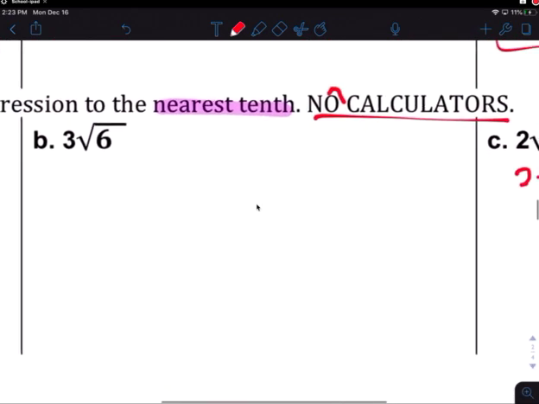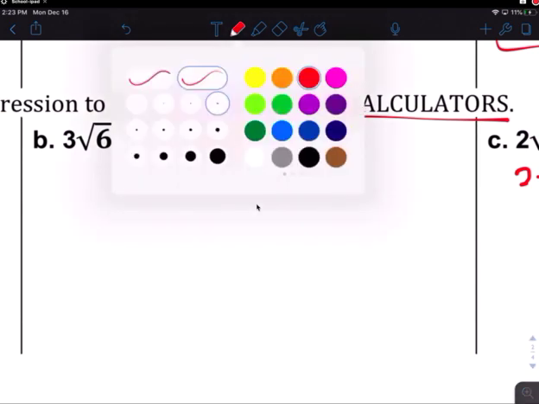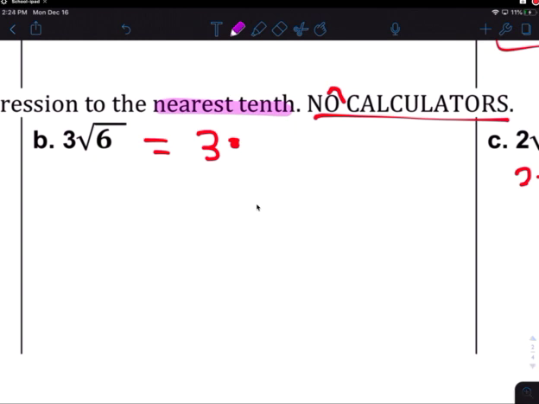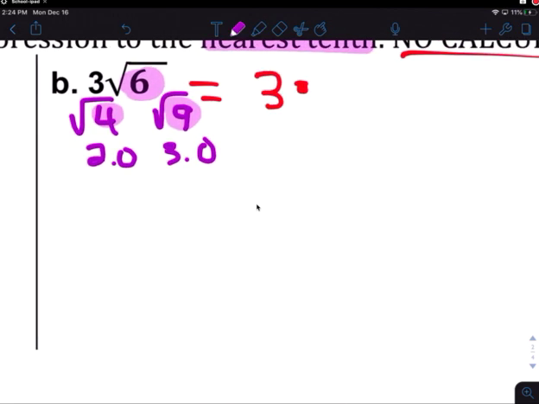These ones are not. So this answer is 3 times square root of 6 to the nearest tenth. Square root of 6 is between square root of 4 and square root of 9. So it's between 2.0 and 3.0 because 6 is almost in between, closer to 2, so you can guess 2.4, 2.5, and even 2.6. Most likely this because it's the middle and lower. Okay, so guess 2.5 first.